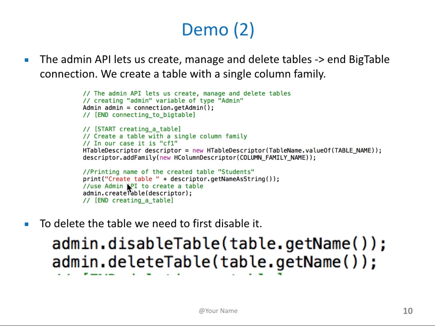So we print on the command line prompt "create table" plus the name of the table, which is students, and then we create a table using the admin API. If we want to delete the table, we first have to disable it and only then delete it.